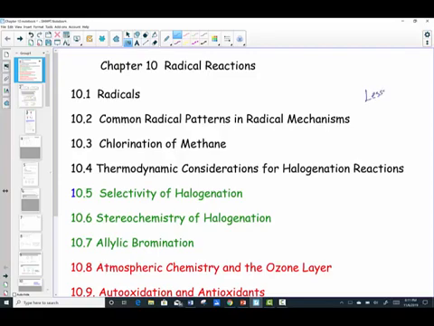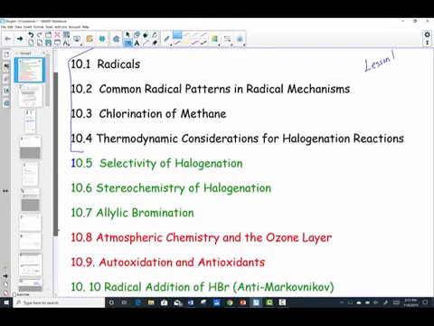So I'll call this Lesson 1. Lesson 1 will cover these first 4 sections. In the next video lesson, I'm going to talk about Section 5, Selectivity of Halogenation, and the stereochemistry of halogenation. Specifically, we'll look at chlorination and bromination, and then talk about allylic bromination specifically.